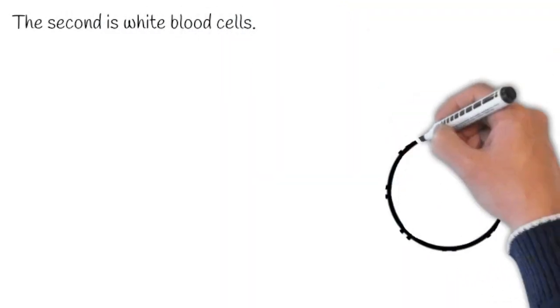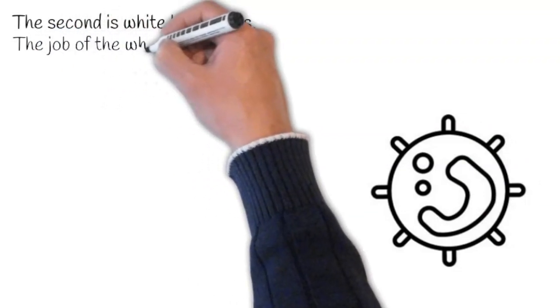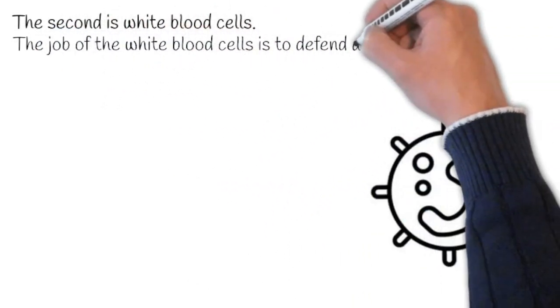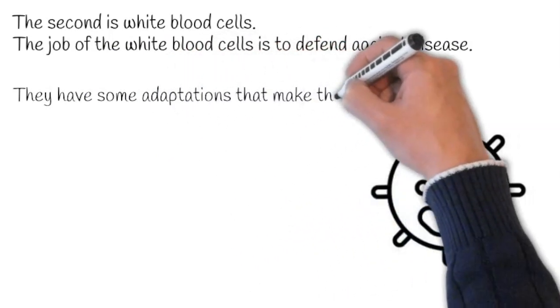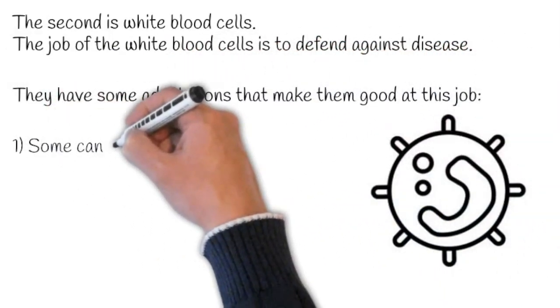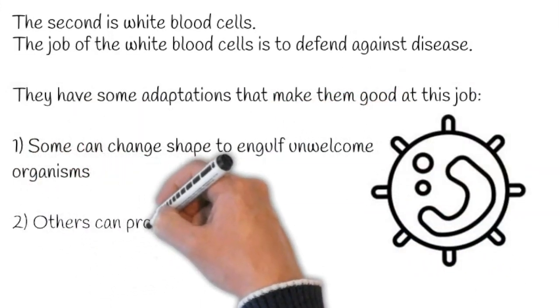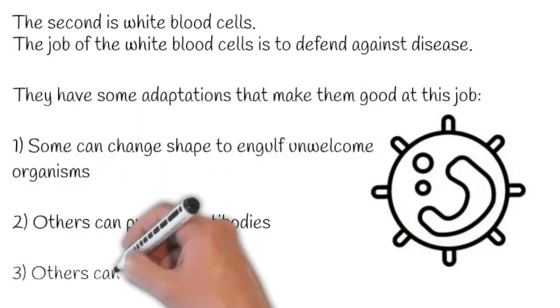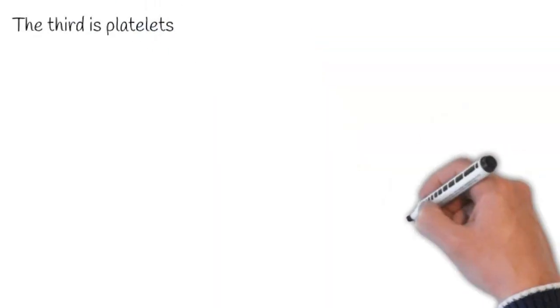The second is white blood cells, which I'm drawing here. The job of the white blood cell is to defend against disease. They have some adaptations that make them good at this job. Number one, some can change shape to engulf unwelcome organisms. Number two, others can produce antibodies. And number three, others can produce antitoxins, which counteract toxins produced by bacteria.